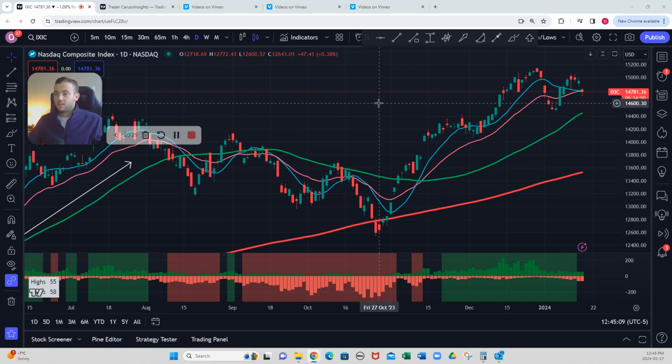Essentially, it's a tool that shows us how many stocks are making 52-week highs versus how many stocks are making 52-week lows on any given day in the Nasdaq composite. Now, obviously, a more bullish, healthier environment is going to be when we're seeing more stocks making new highs, which is quite logical. Now, how do we use this type of tool?